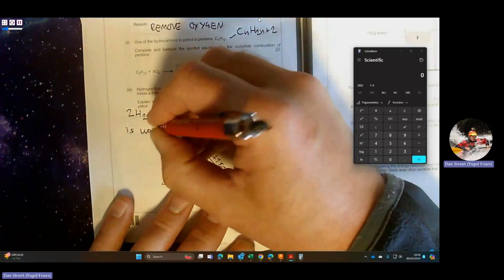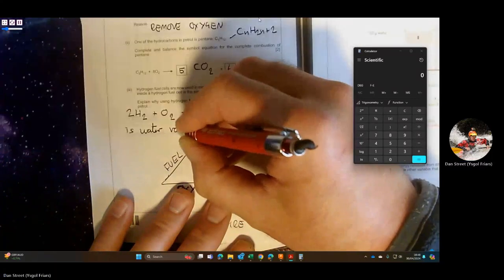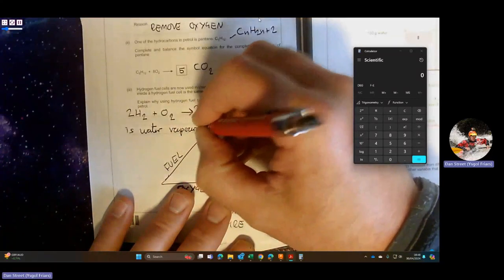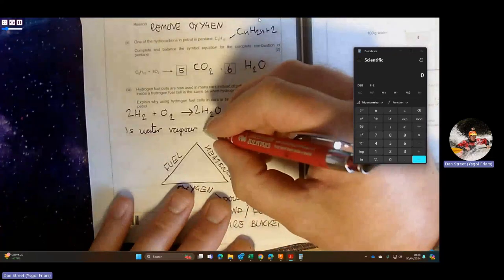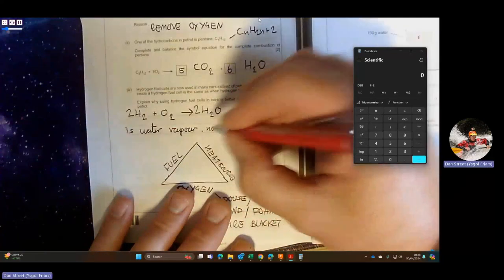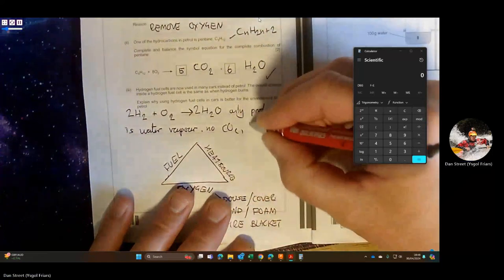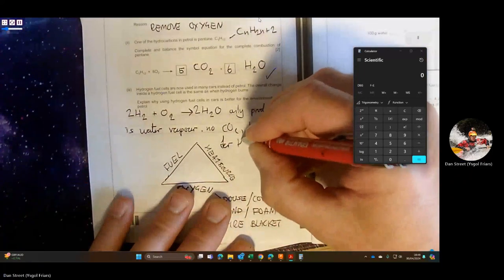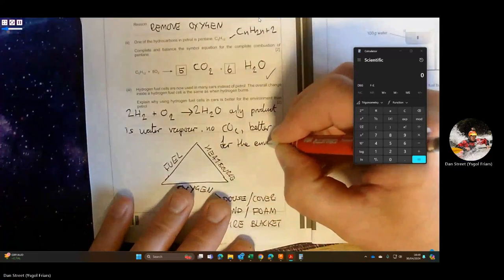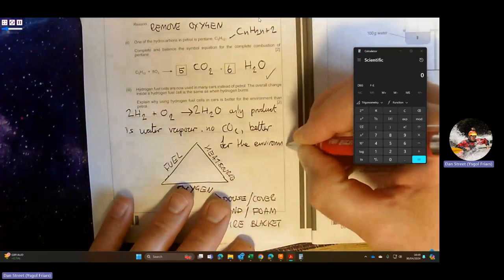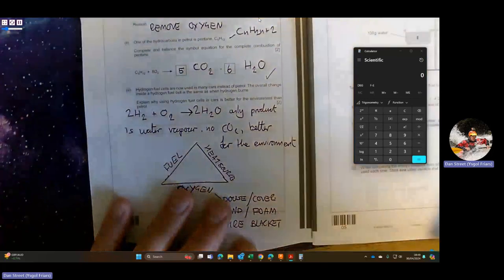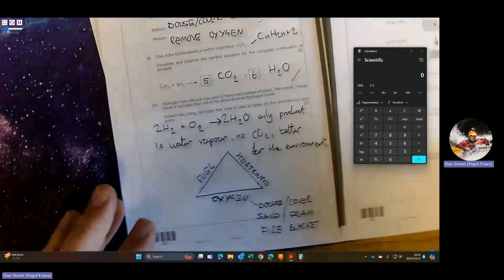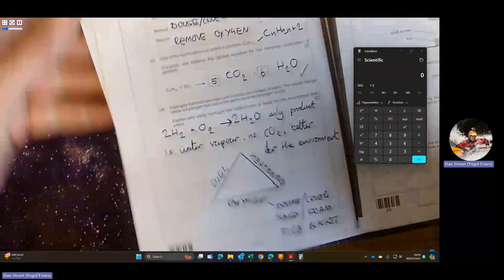which is significantly less harmful to the environment than the carbon dioxide produced here. Okay, so it's water vapor, no CO2, better for the environment. So it doesn't add significantly to global warming and therefore to the climate change that we're experiencing. Okay. Right, moving on to part D.